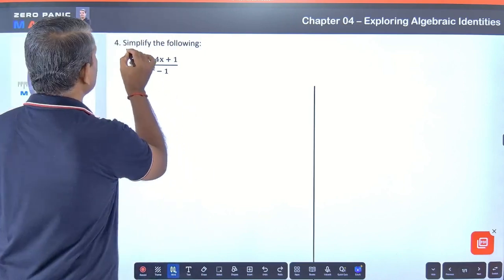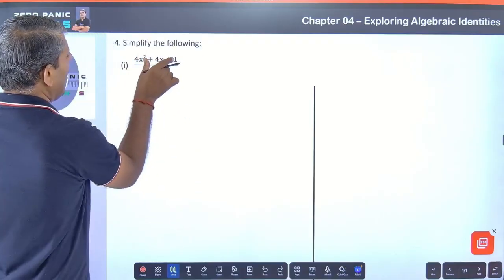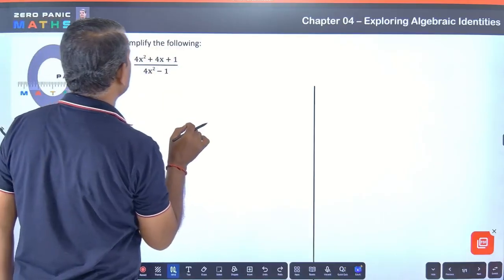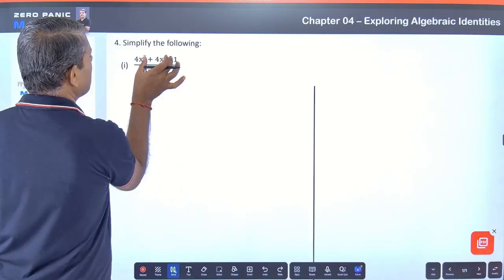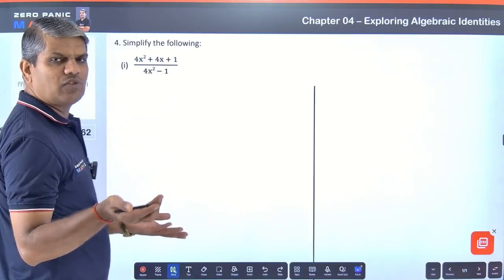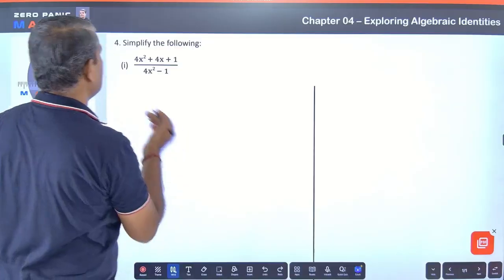Now the fourth set of problems, simplify the following. There are two algebraic expressions given in the numerator and denominator. This is a rational algebraic expression, you can say. We have to resolve and find the factors of numerator and denominator, and something will get cancelled. We have already discussed some problems like this previously also.